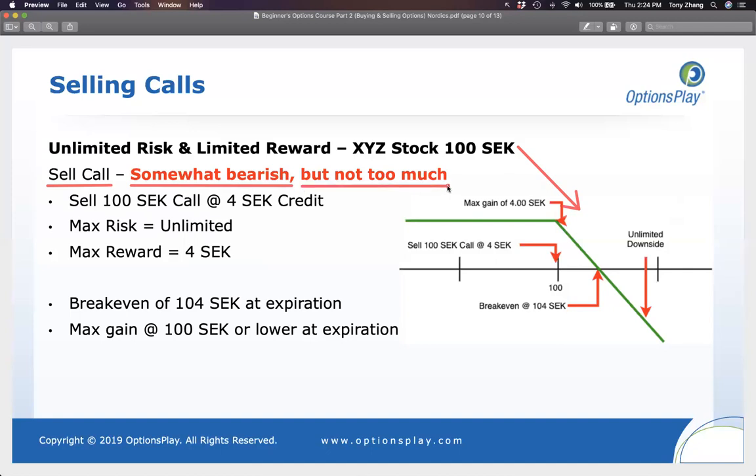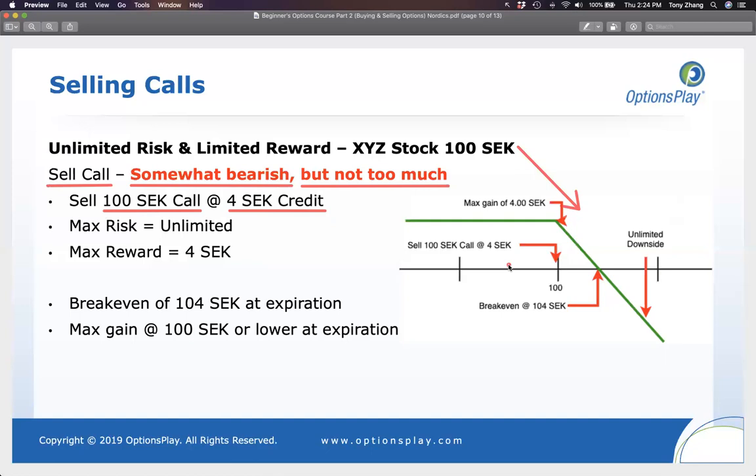Meaning if you think that the stock is really going to make a big move to the downside, you're better off buying a put option. Risk 4 crowns, make maybe 10 or 15 crowns as the stock really moves to the downside. You can make money by selling a call option if it makes a big move to the downside, but you're capped, because if you sell a call option at 100 crowns, and let's say you collect 4 crowns for that call option, the most you can make is 4 crowns, even if the stock goes to 0.